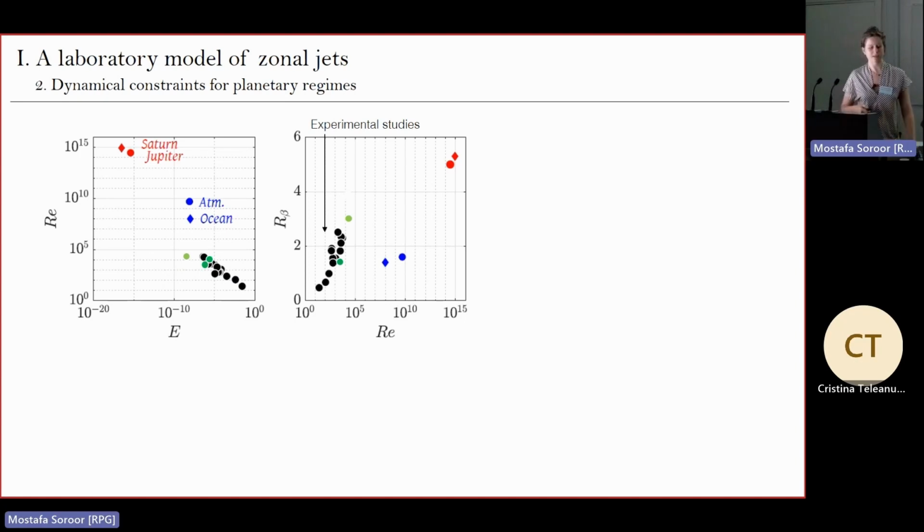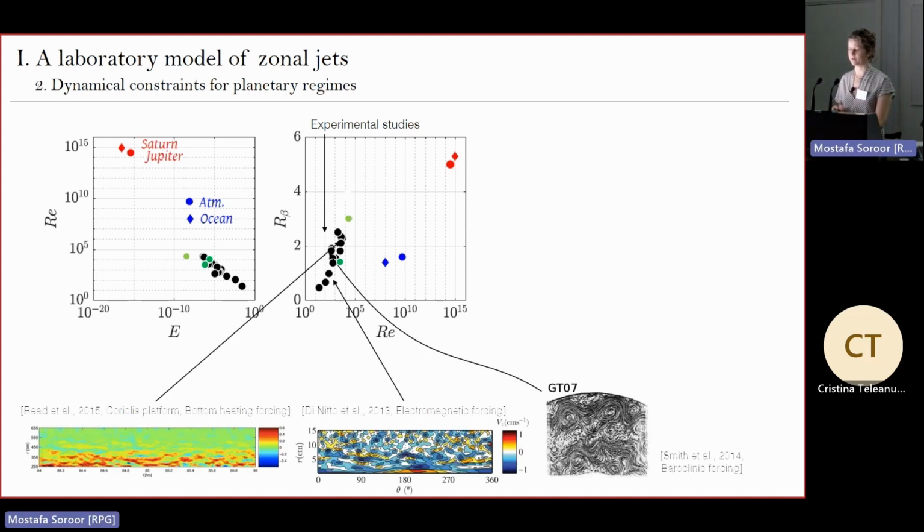And I've added the black dots here, which represent previous experimental studies. And what I want to say here is that there's been a lot of successes in reproducing zonal jets in experiments using various types of forcings. Nevertheless, the jets that were obtained are closer to an ocean-like regime, so weak jets, meandering jets, which are not very strong.